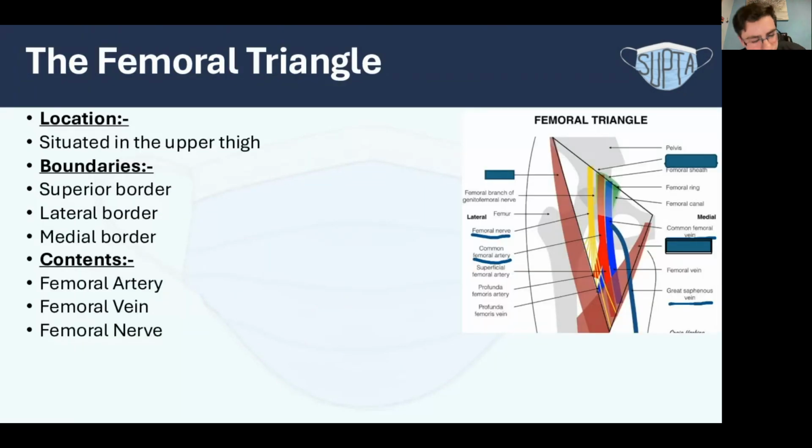So now we're talking about the femoral triangle. In terms of where the location is, I just tried to make it as simple as possible. It's just situated in the upper thigh. As you can see here, you can see the three lines that make the triangle. So I've intentionally blurred out the three borders of the femoral triangle. So can somebody tell me what's the superior border? So this one.